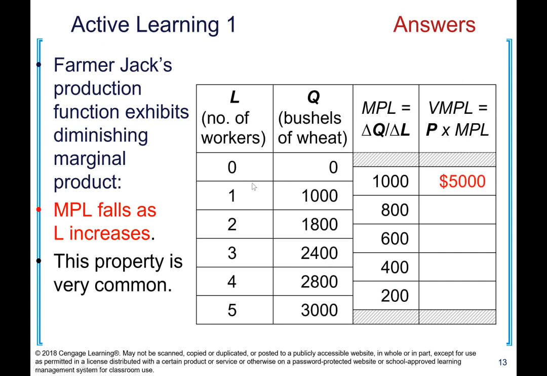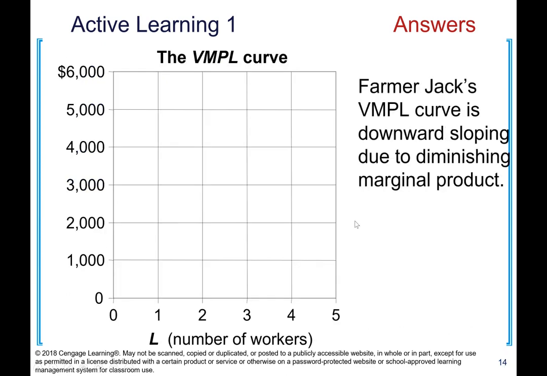The value of the marginal product is the marginal product of labor multiplied by $5. So 1,000 times $5 is 5,000. Produce 800, sell it for 4,000. Produce 600, sell it for 3,000. Produce 400, sell it for 2,000. So that is the value of the marginal product. It's marginal product times the price. And when that is plotted, it is downward sloping, which of course reflects diminishing marginal product.